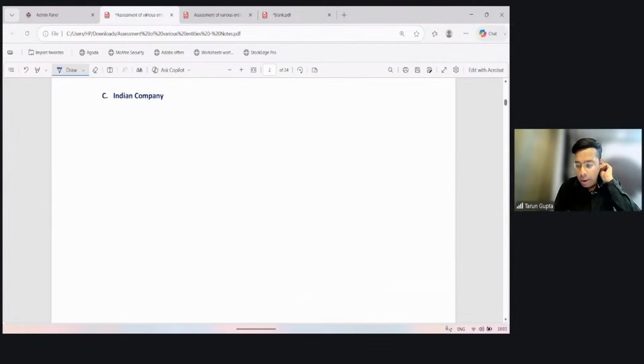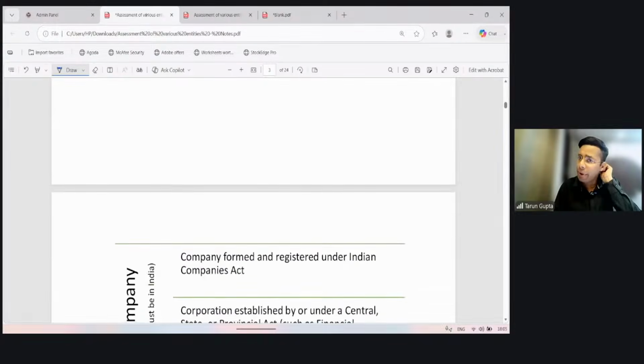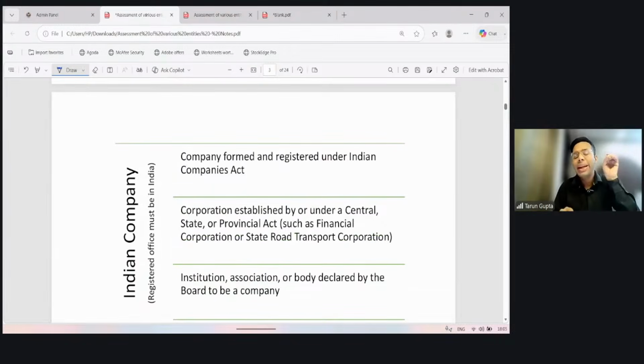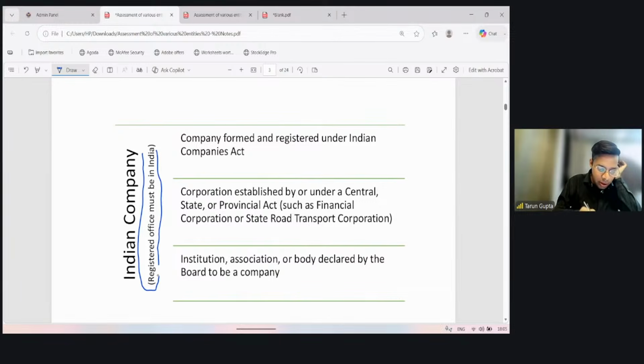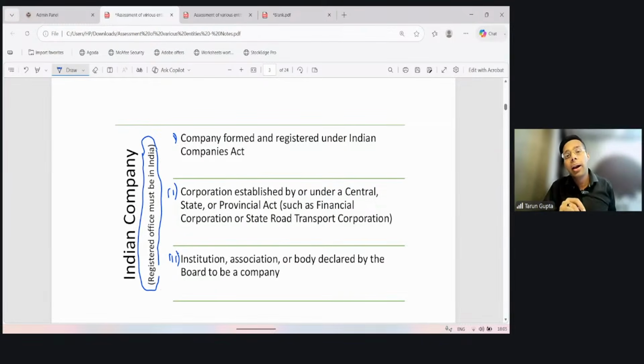Okay. Now, what do you mean by Indian company? Firstly, Indian company means only those entities will be treated as an Indian company which have their registered office or principal office within India. So this is mandatory. So all these entities, 1, 2, and 3, are classified as Indian company. They are treated as Indian company only if they have their registered office or principal office in India.